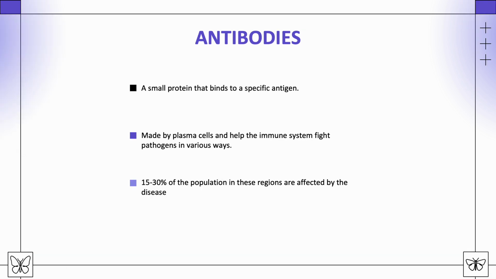Now we keep on saying antibodies. What are antibodies? The human immune system can generate billions of types of antibodies. Antibodies are small proteins that bind to a specific antigen, and they are made by plasma cells and help the immune system fight pathogens in various ways.